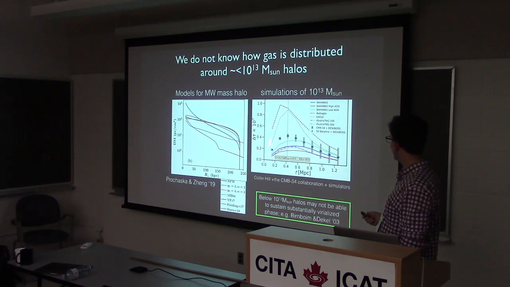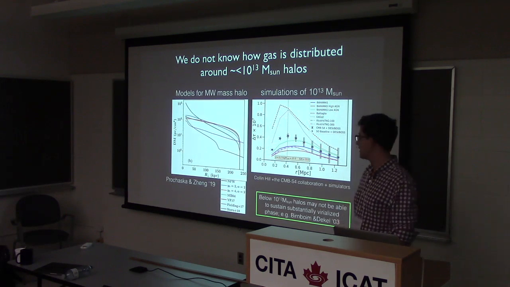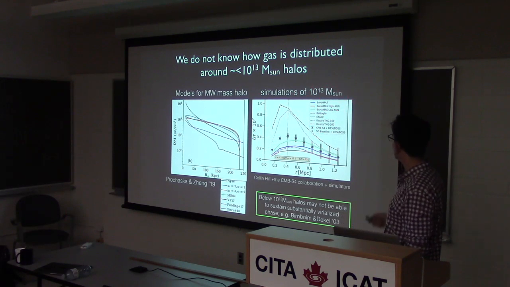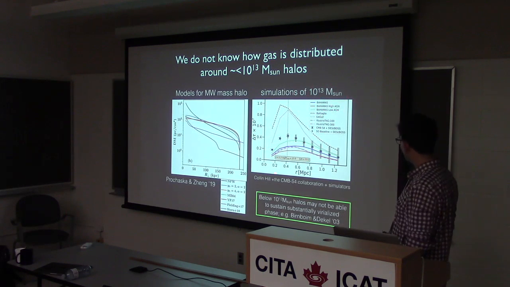So one thing they did is they compiled a bunch of these numerical simulations for what they predict for the profile of gas around galaxies. So this is a bigger halo, bigger than the Milky Way. The Milky Way is 10^12 solar masses. And you can see that they predict way different things.